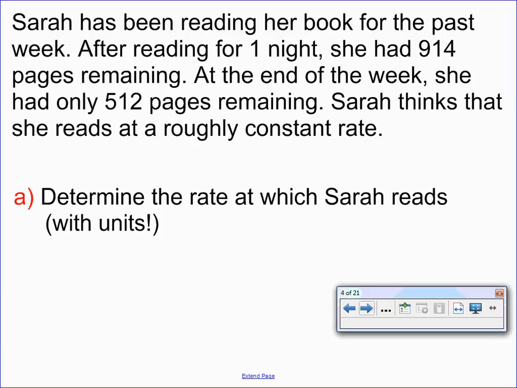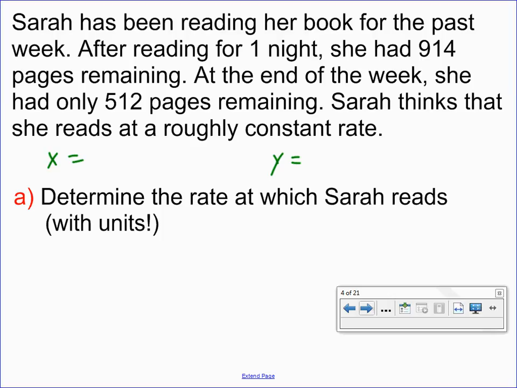And so the first thing we want to do is decide, just like in our creating and interpreting linear models activity packet, what x is going to represent and what y is going to represent. To do this, I always try to make a sentence in my head, right? Do the number of pages remaining depend on how many nights she's been reading, or do the number of nights she's been reading depend on the number of pages remaining? For this one, what makes sense to me is the number of pages remaining depends on how many nights she's been reading. If she's read fewer nights, then she's going to have more pages remaining. If she's read more nights, then she's going to have fewer pages remaining.